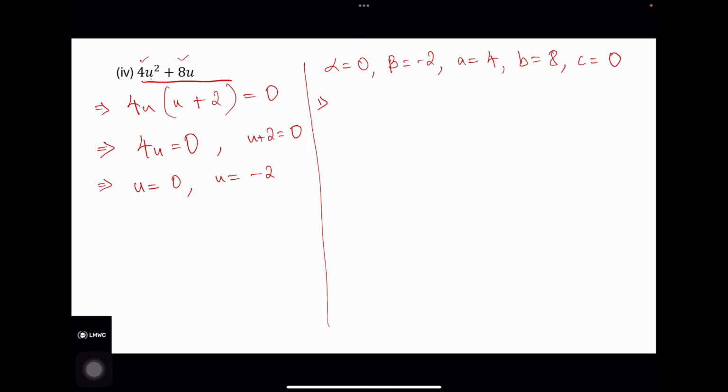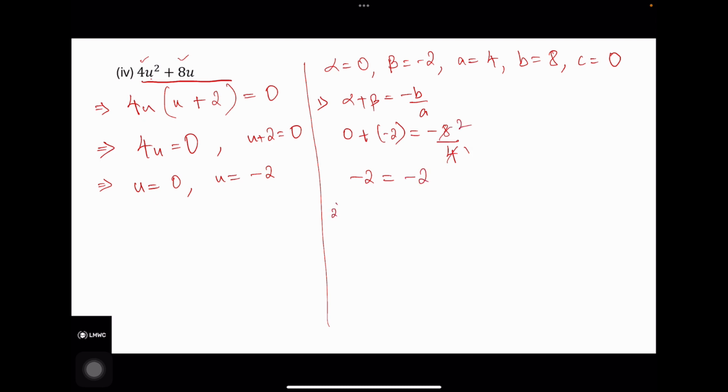So the first verification, alpha plus beta equals to minus B by A. So alpha equals to 0, beta equals to negative 2, minus of B is equals to 8, and A is equals to 4. So 0 plus minus 2 is minus 2, which is equals to 4 times 1, 4 times 2, it is equals to minus 2.